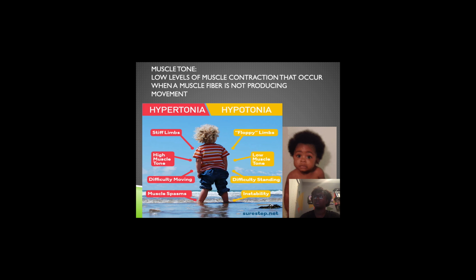So with muscle tone, we have a low level of muscle contraction that occurs within the muscle fibers and is not producing movement. We have two types: hypertonia and hypotonia. As you can see down both sides, with hyper you get stiff limbs, difficulty moving, and muscle spasms, which a lot of us have. And with hypotonia, we have floppy limbs, difficulty standing, and instability.